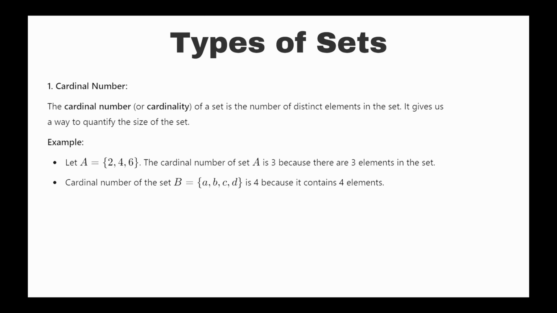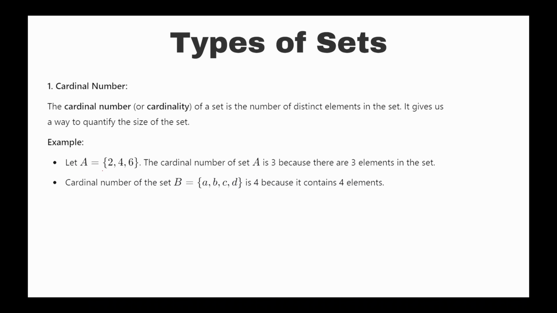Now let's talk about the types of sets that we have in total. First of all, we have a cardinal number. Again, this is not a particular type of set, but this is used to determine the number of elements inside your set. So the cardinal number or cardinality of a set is the number of distinct elements in the set.